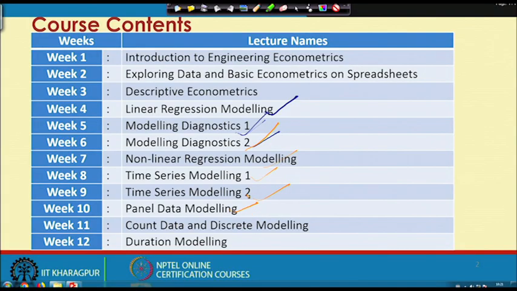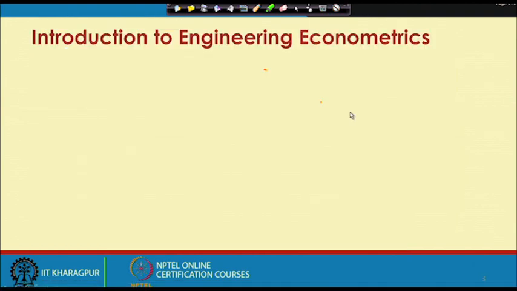And let us start with the introduction to this particular engineering econometrics. Ultimately the structure is like this. So we start with the introduction to engineering econometrics, where we will address some of the issues behind econometrics and the kind of engineering problem.